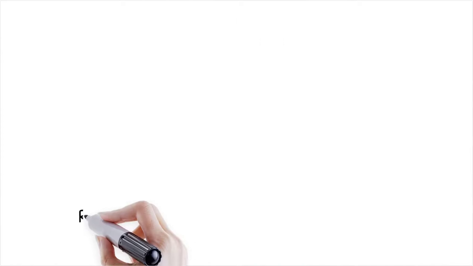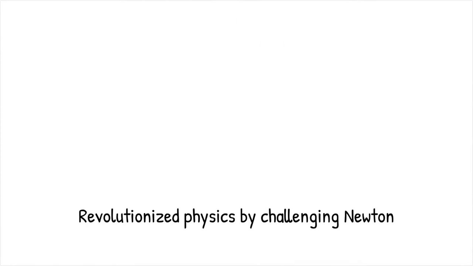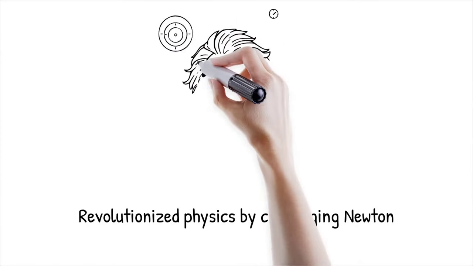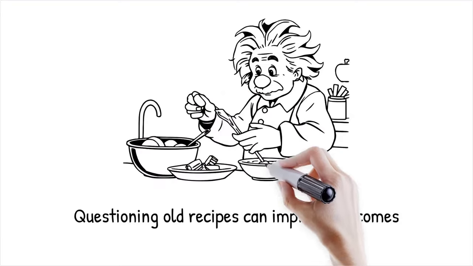For example, by challenging the Newtonian concepts of absolute time and space, Einstein revolutionized our understanding of the universe with his theories of relativity. It's like questioning an old family recipe that everyone assumes is perfect. By challenging its ingredients, you might discover a better version that enhances the final dish.